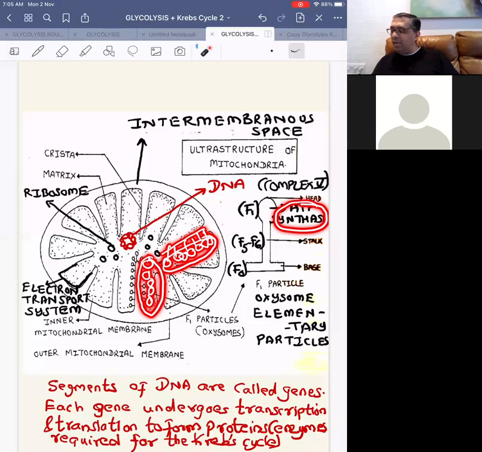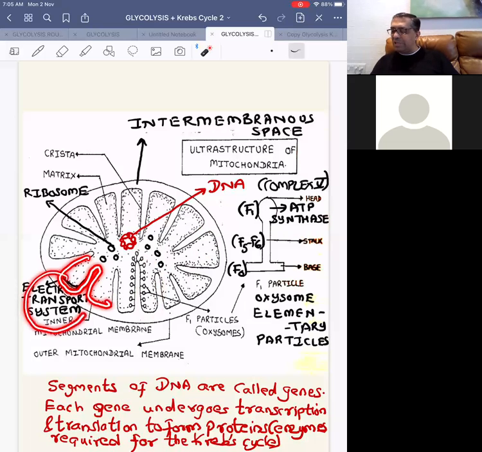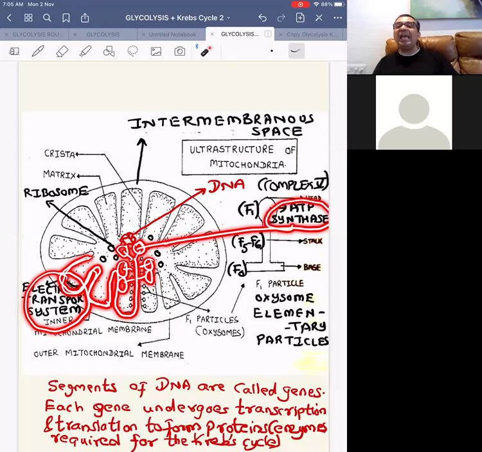So once again, where does the electron transport system take place? The electron transport system takes place in the inner mitochondrial membrane. वहां electron transport system होगा. But where is the actual ATP produced? Actual ATP is produced in the head of the F1 particle. Why? Because the head has an enzyme called ATP synthase enzyme.